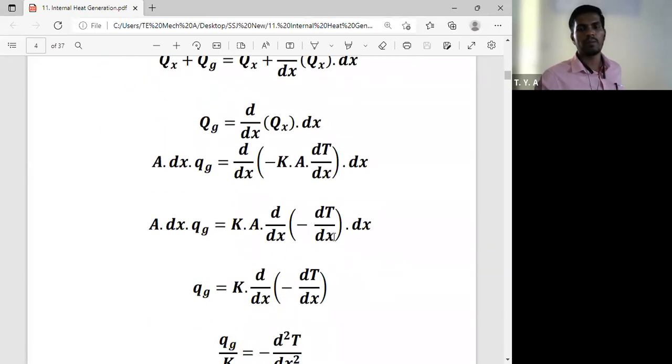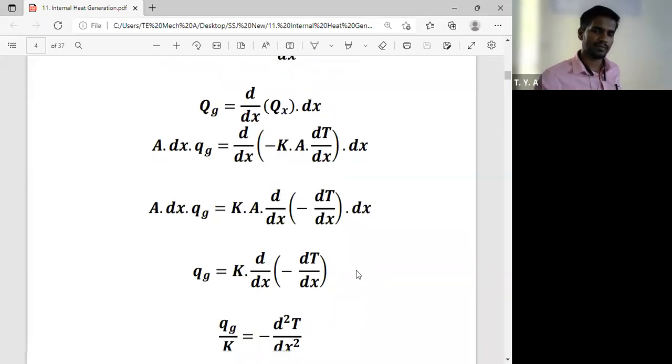Okay, so simplify this equation. A into dx into qg is equal to k, डेरिवेटिव्हच्या बाहेर घेतलेला आहे, into d by dx of minus dT by dx into dx. Okay, so right hand side dx and left hand side dx will be cancelled, then area also cancelled. So what is the remaining? qg is equal to what? qg is equal to k into d by dx of minus dT by dx.